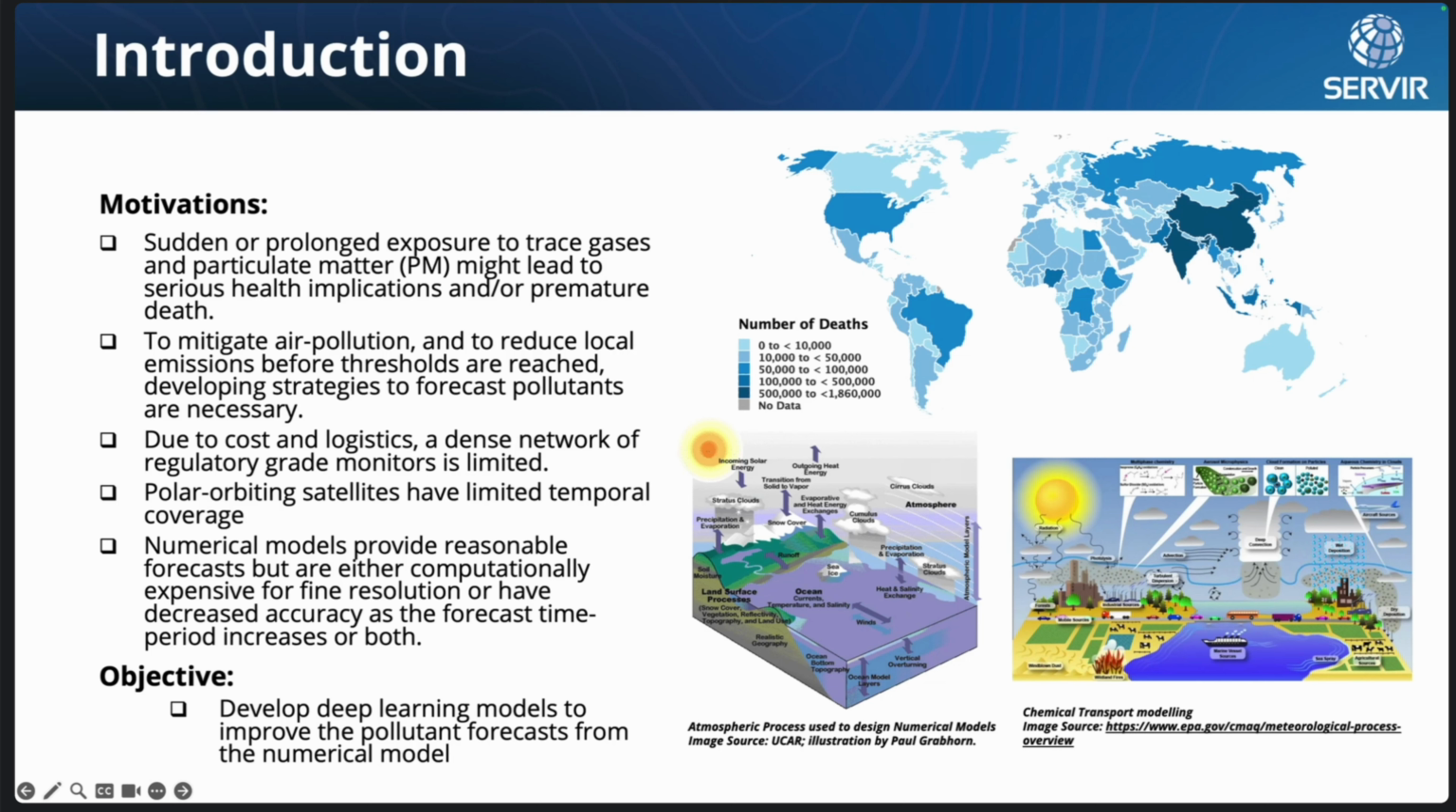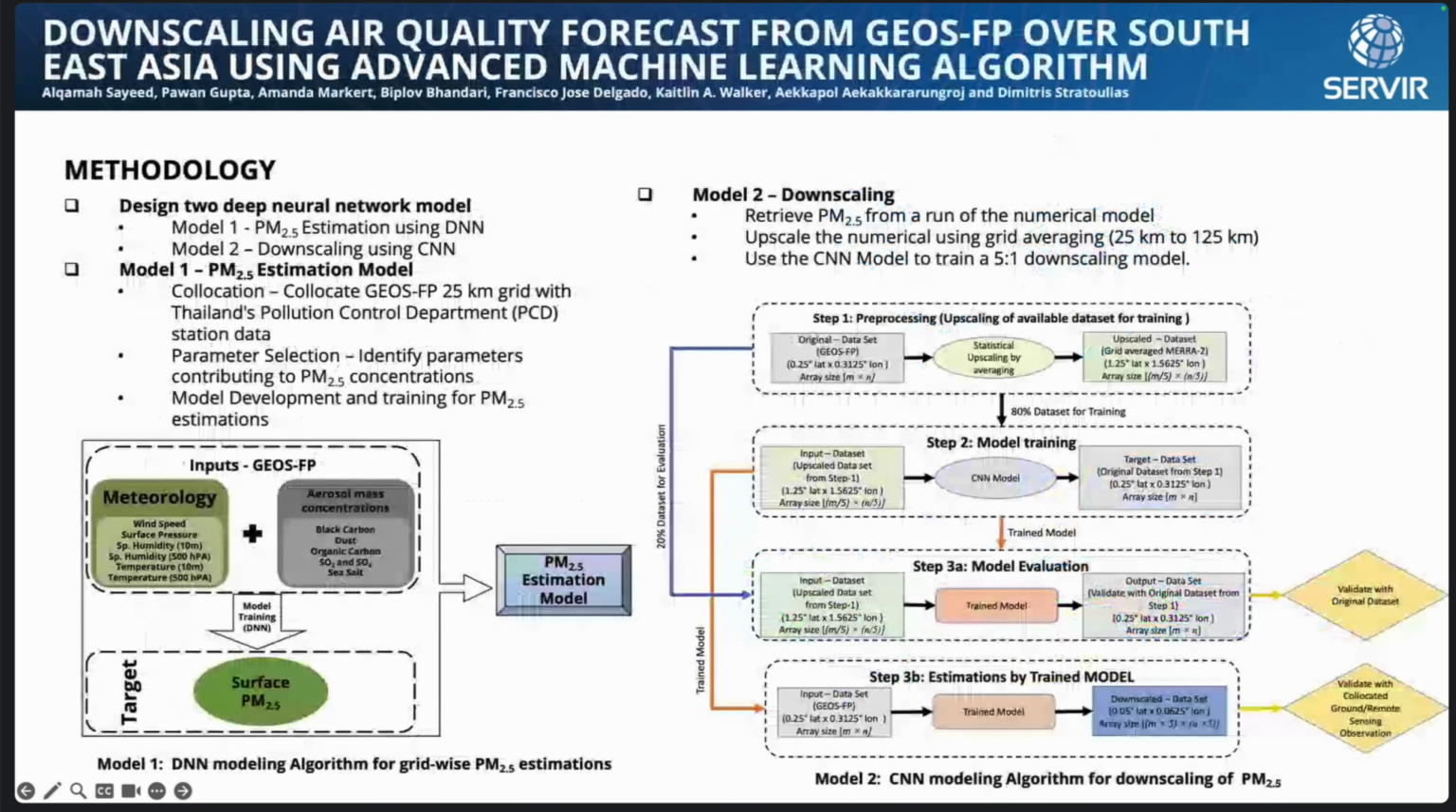So jumping to my first research, this research is supported by Science SCO for the Southeast Asia region, where we downscale air quality forecast from the GEOS-FP model using advanced machine learning algorithms. In this research, we developed a deep learning framework to downscale GEOS-FP PM2.5 forecast from native 25 kilometer resolution to a 5 kilometer resolution. The methodology includes two different sets of deep learning models.